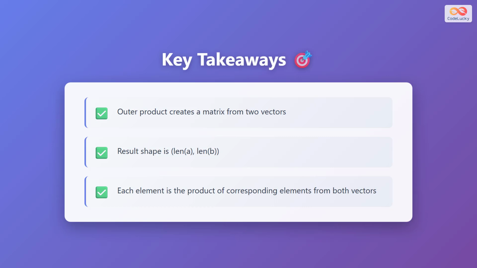Let's summarize the key points. First, the outer product creates a matrix from two vectors. Second, the shape of the result is the length of A by the length of B. Third, each element in the output matrix is the product of corresponding elements from both input vectors. Understanding outer products is essential for linear algebra operations in NumPy.